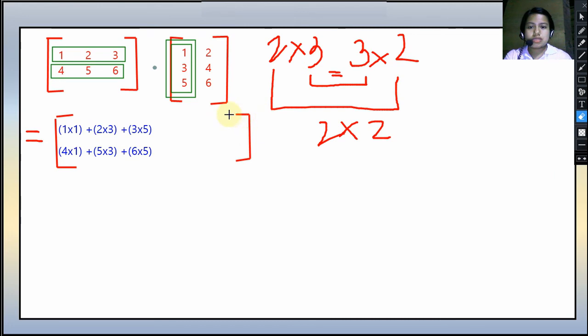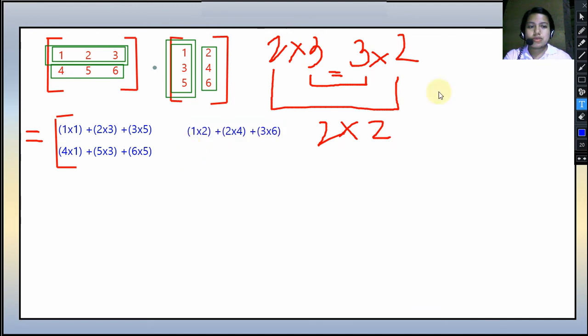Now let me just erase this first because I might lack space. Then we will proceed with the first row, second column entry. That would give us 1 times 2, plus 2 times 4, plus 3 times 6.